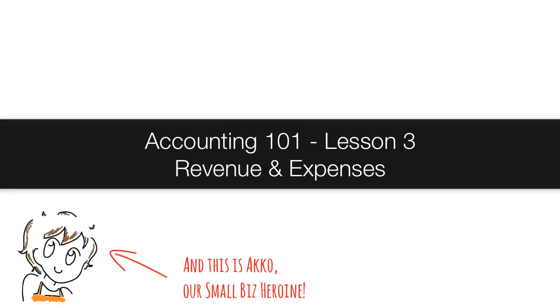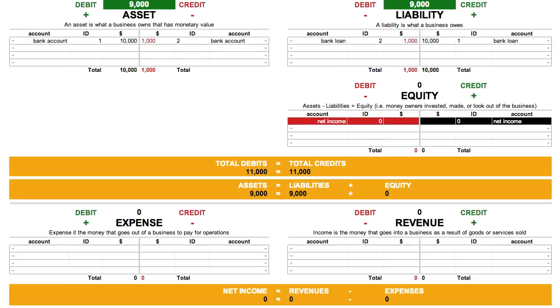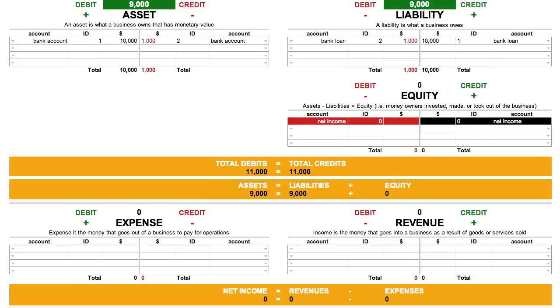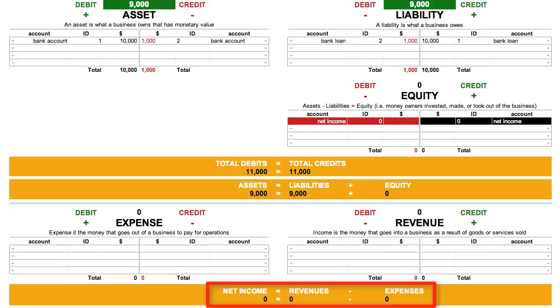This is Lesson 3 of Accounting 101, Revenue and Expenses. So, if you've gotten anything from the previous lessons, it's that debits equal credits and assets equal liabilities plus equity. What you didn't hear about was revenue and expense accounts. They make up another formula in accounting. Another formula? Yes, another one. The formula is net income equals revenue minus expenses.